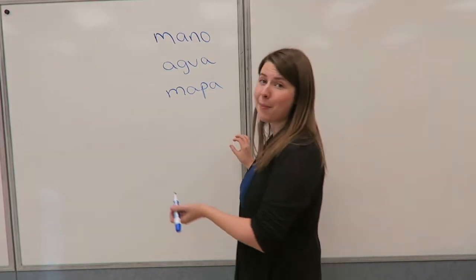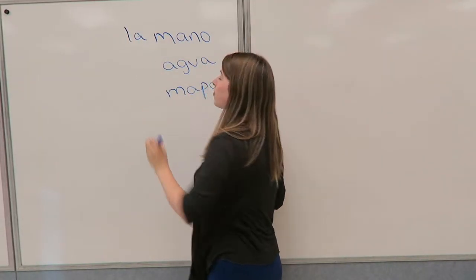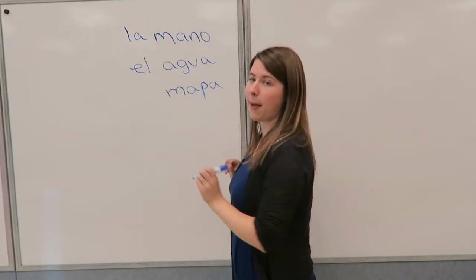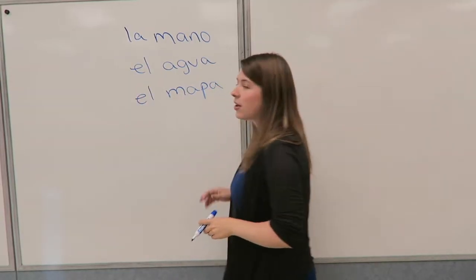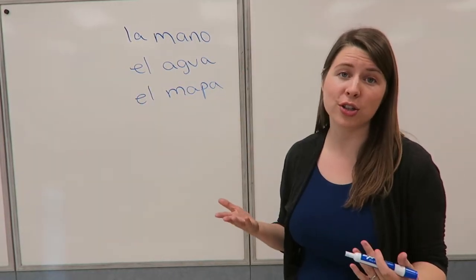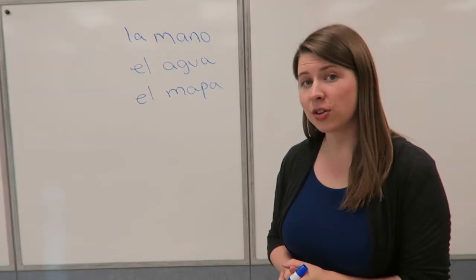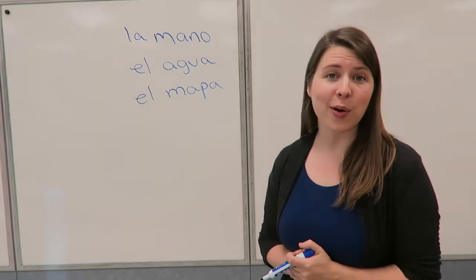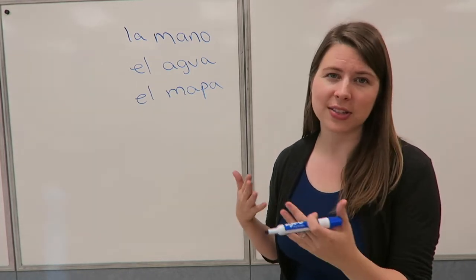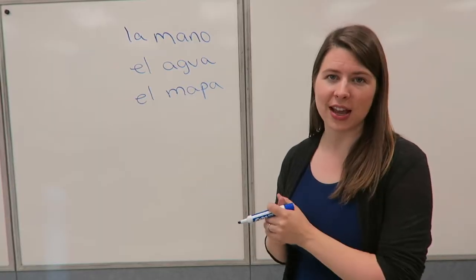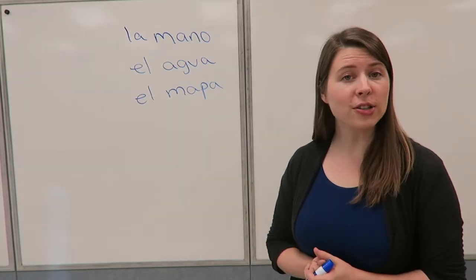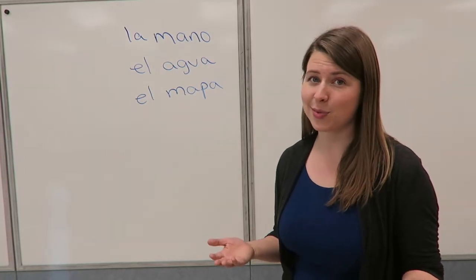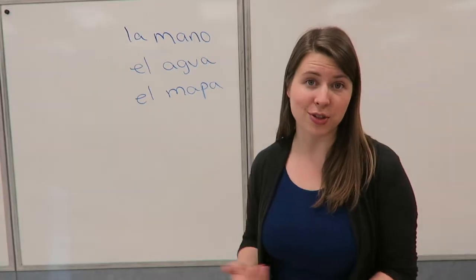So it's actually la mano, el agua, el mapa. So when you have words like this, you just want to remember what the gender of the word will be. Now in some, such as agua, it's el agua because saying la agua kind of runs together and it's a little bit inconvenient sounding. And for mapa, there are some words that end in a PA or MA that are masculine, even though they end in A. So I just want to acknowledge that there are exceptions to this rule.